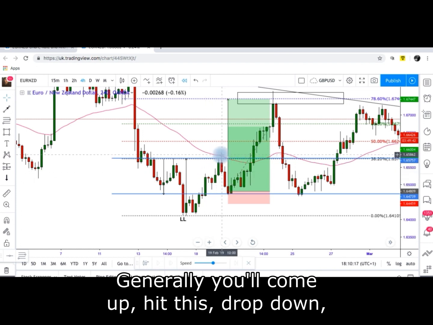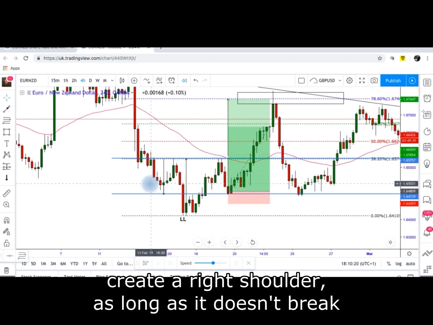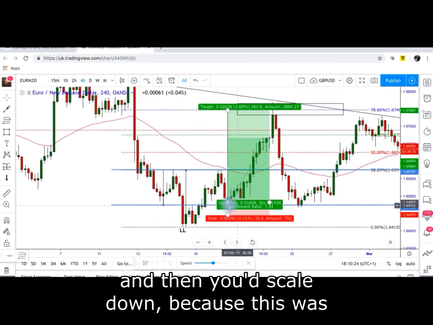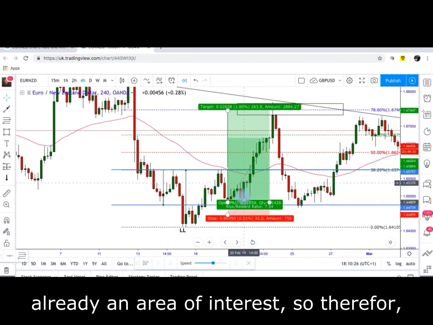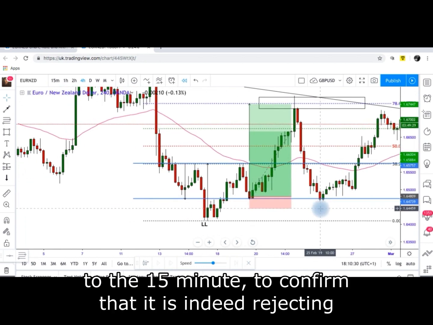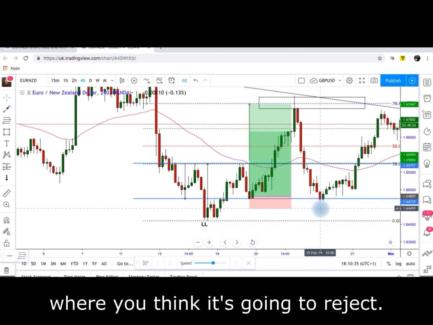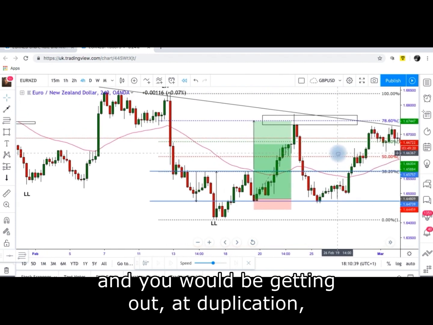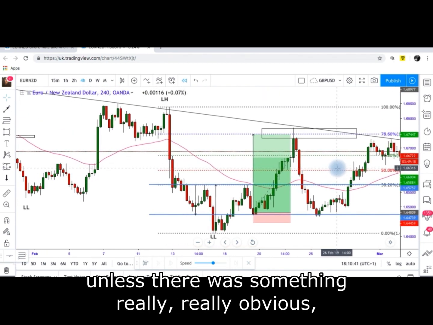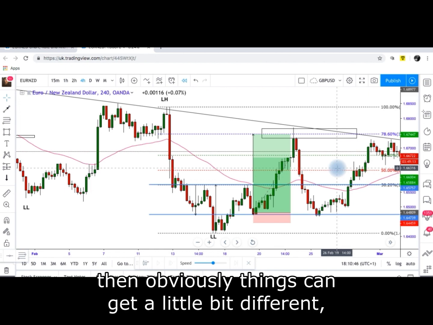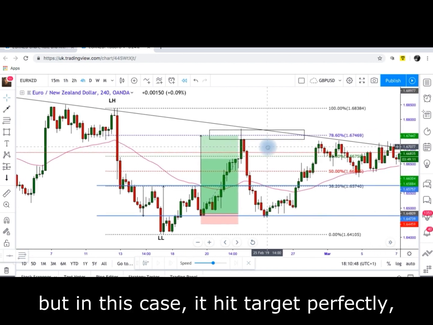Generally, you'll come up, hit this, drop down, create your right shoulder, as long as it doesn't break below the left shoulder support. And then you'd scale down because this was already an area of interest. So if this was a 4 hour pattern, you'd scale to the 1 hour. If it's a 1 hour pattern, you scale down to the 15 minutes, confirm that it is indeed rejecting where you think it's going to reject. And then you would execute longs and you'd be getting out at duplication. Unless there was something really obvious, like a very strong weekly support or resistance, then obviously things can get a little bit different. But in this case, it hit target perfectly.